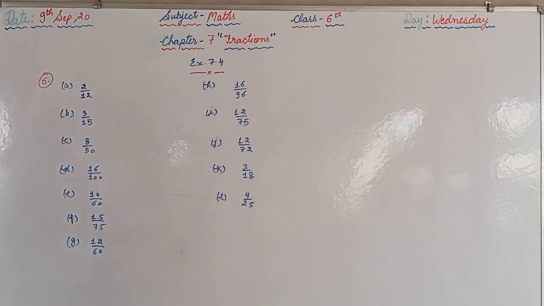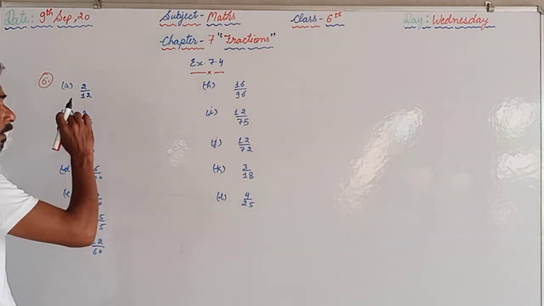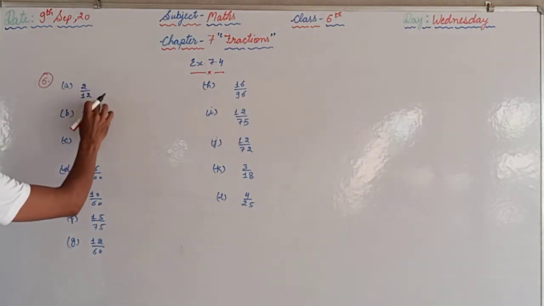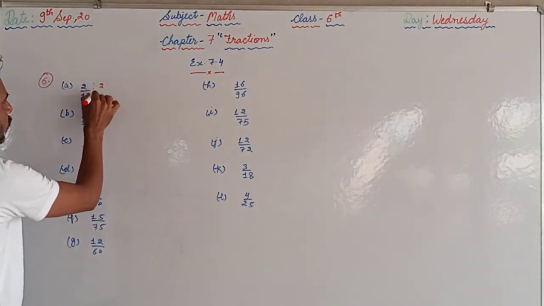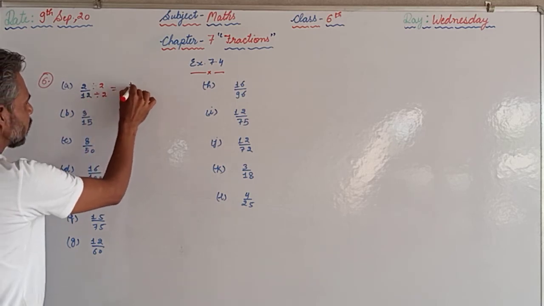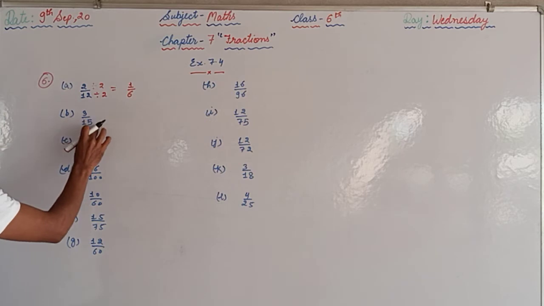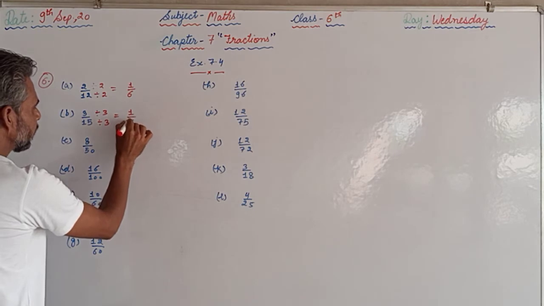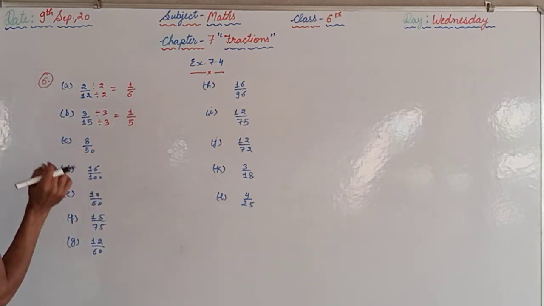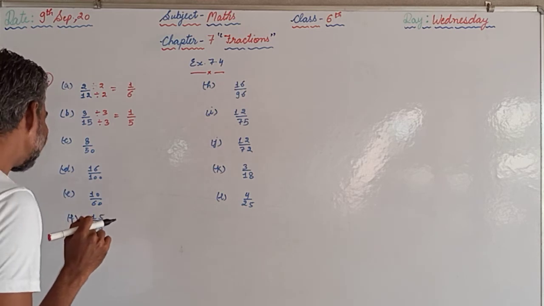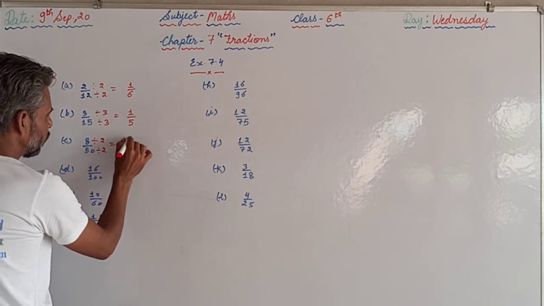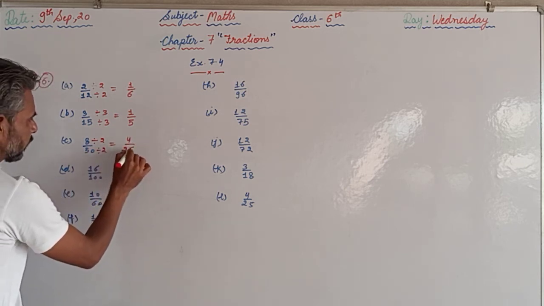Now first of all we are supposed to reduce them to their simplest form or the lowest form by dividing both the numerator and denominator by the same number if possible. So here 2 and 12 can be divided by 2: 2 1s are 2, 2 6s are 12. Here 3 and 15 can be divided by 3: 3 1s are 3, 3 5s are 15. Here 8 and 50 can be divided by 2, so it will come 2 4s are 8 and 2 25s are 50.